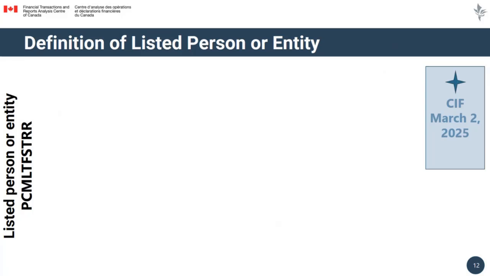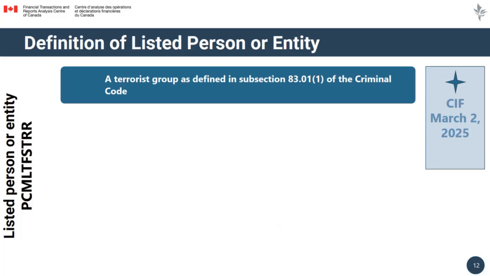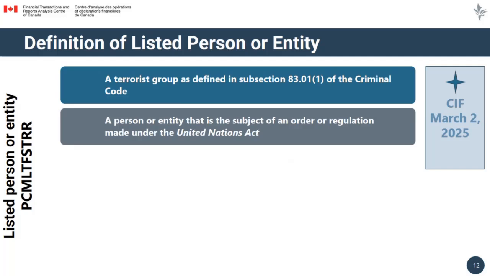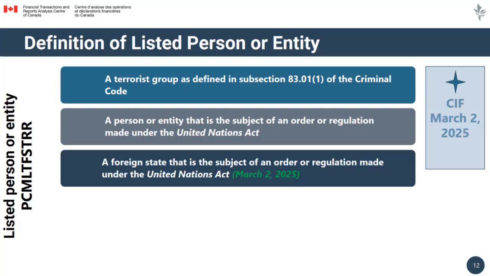As shown on the timeline slide, the reason for the 2 coming into force dates is that the reporting requirement changes twice. As part of these changes, we have introduced a new definition for listed person or entity in the PCMLTFA regulations, which I will detail here to help visualize the reason for the 2 coming into force dates. On March 2nd, 2025, the definition of listed person or entity was introduced, replacing the listed person definition to include a terrorist group as defined in the Criminal Code, a person or entity subject to an order or regulation made under the UN Act. This includes the regulations implementing the UN resolutions on the suppression of terrorism, and foreign states subject to an order or regulation made under the UN Act.